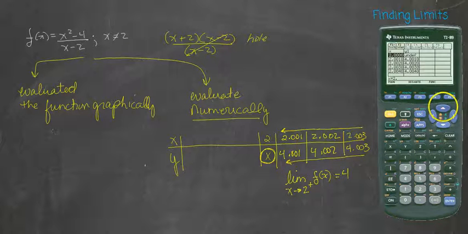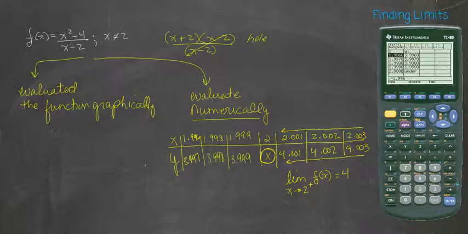Now I'm going to do the same thing on the other side. I'm going to just scroll up and put some values in from the left-hand side. Again, those are just going to magically appear. So you can see that as x values, input values, approach 2, the output values also on the left-hand side approach 4. So I would say the limit as x values approach 2 from the left-hand side, or from the negative infinity direction, of the function appears to equal 4.